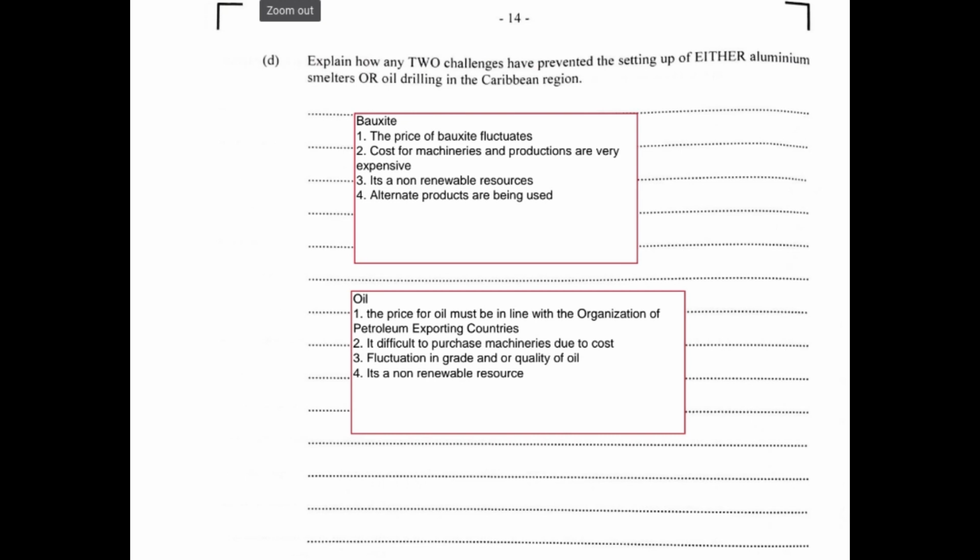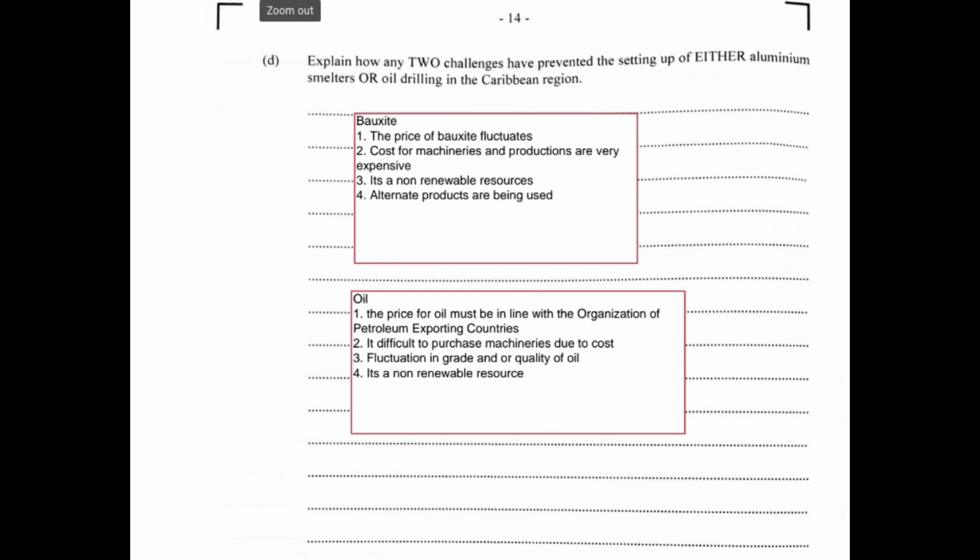And then due to the fluctuation in the grade or quality of oil, it makes refining more costly, hence too expensive for developing island states. So the grade fluctuates. It's not that they have a high grade all the time, it fluctuates, and then the oil reserves are set and will be exhausted within a few years. It is estimated by 2050 Trinidad will have no more oil. However, it's non-renewable, so they don't want to invest in something that is going to finish, right?